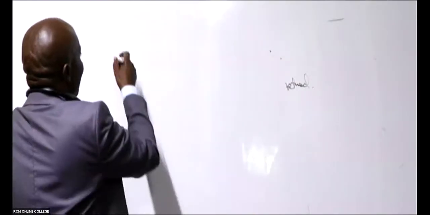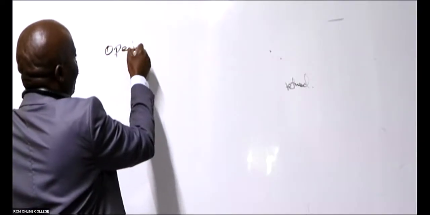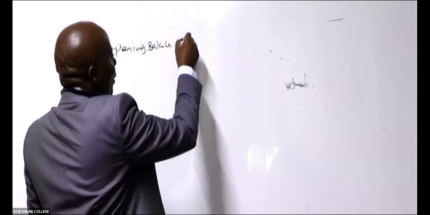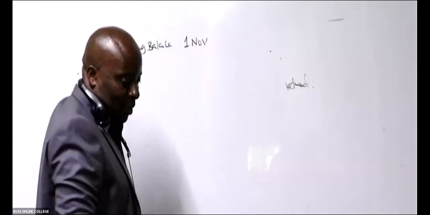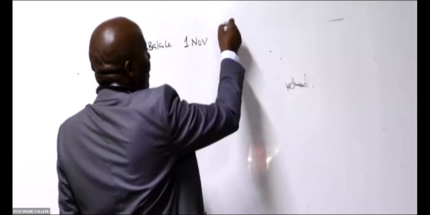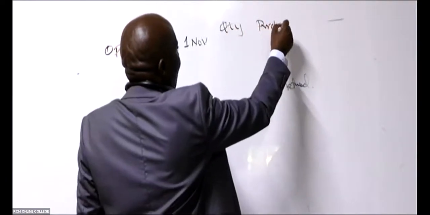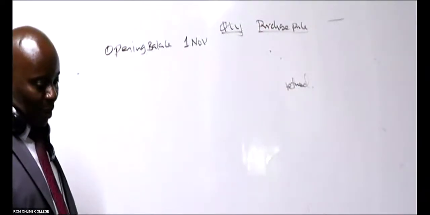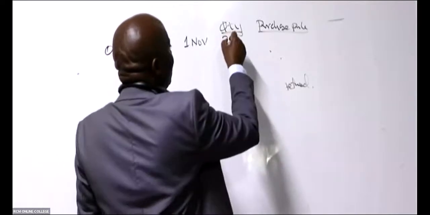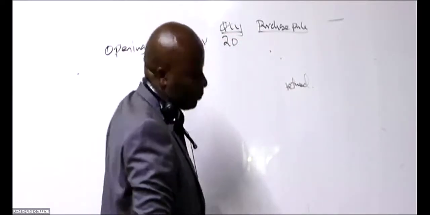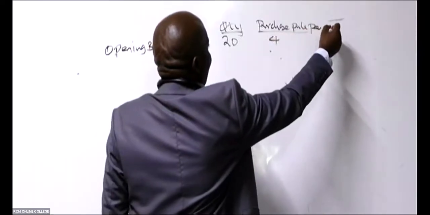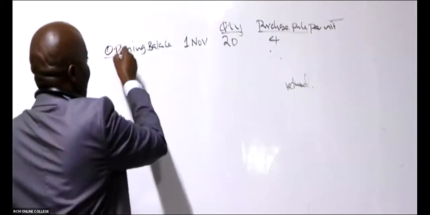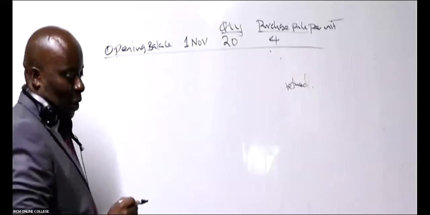So we have here opening balance, 1st November. We have quantity and then purchase price. So on 1st November, we had 20, and the purchase price per unit was 4. All right, so we are through with this. We go to the second item.